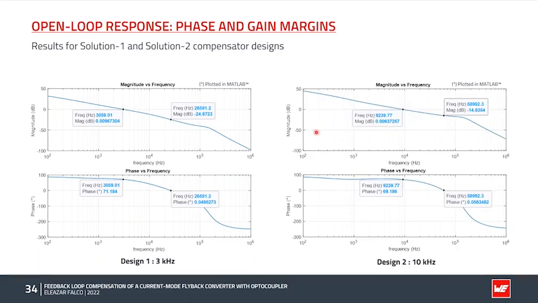And here we see the results for the second design solution. We see a crossover frequency of 9.2 kHz with a 69.2 degree phase margin and almost 15 dB gain margin. Both designs are stable and with good phase and gain margins at the operating conditions considered, which is minimum input voltage and full load current.